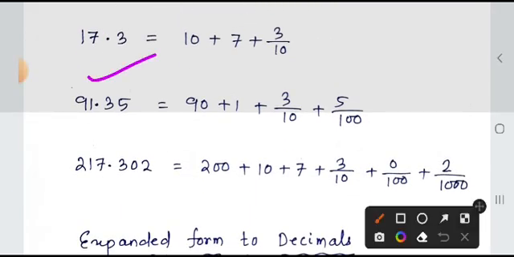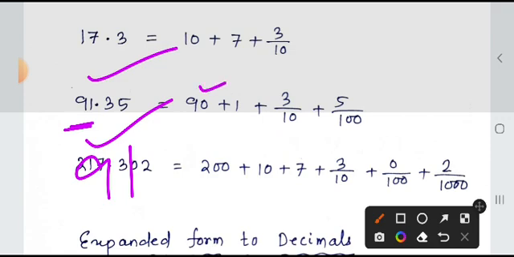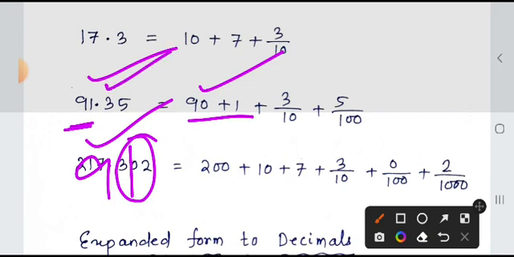And now we have 91.35. So for 91, for 9 the place value will be 90. For 1 it is on the ones place, that's why simply 1, and give plus signs and write the place value of 3. 3 is on the tenth place, that's why we will write 3 upon 10. 5 is in the hundredth place, that's why we have to write 5 upon 100.